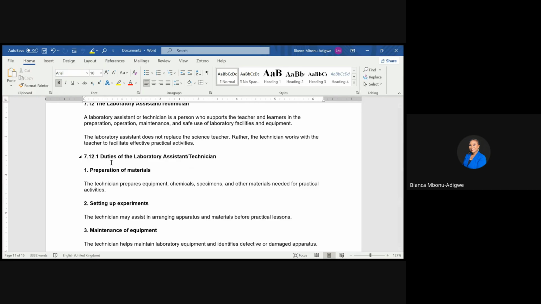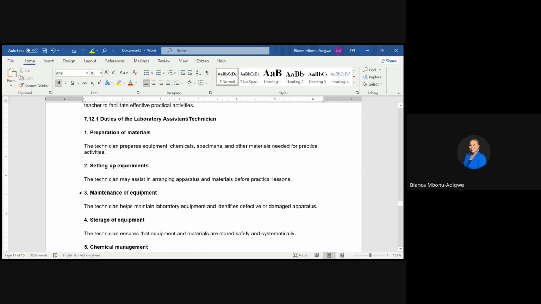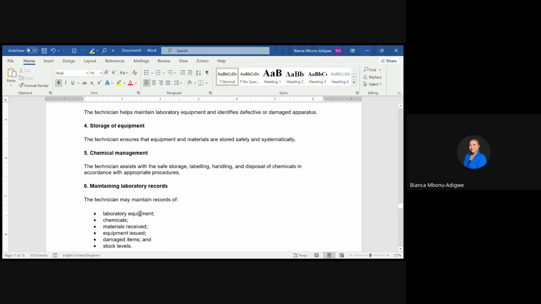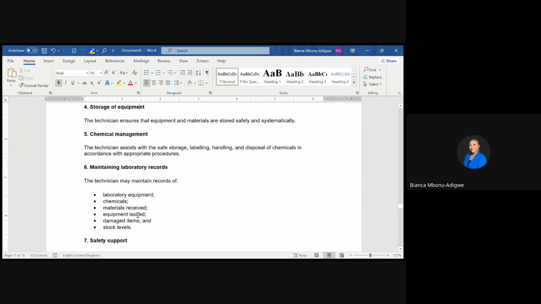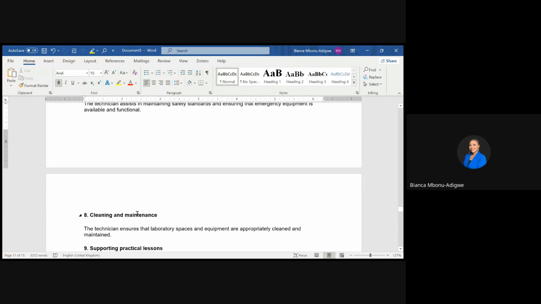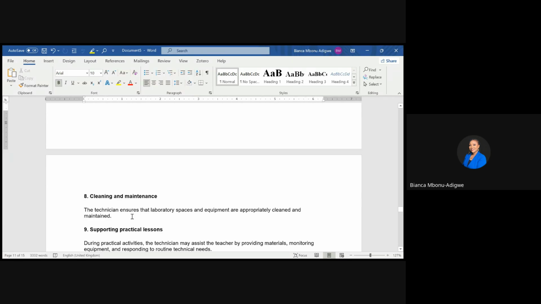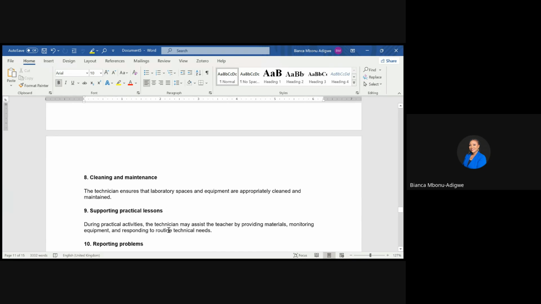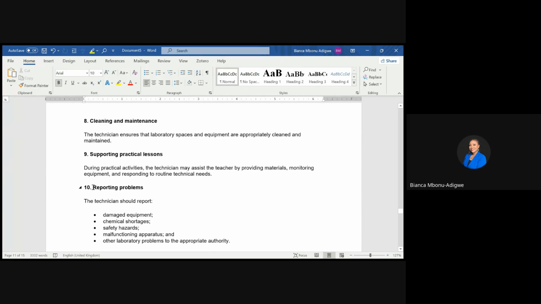Your job is to prepare materials. Your job is to set up experiments, maintain equipment, store the equipment properly, manage. We have mentioned this earlier. Take your inventory, that is maintaining records, safety support, clean and maintain your laboratory space. It is your job. Support practical lessons.